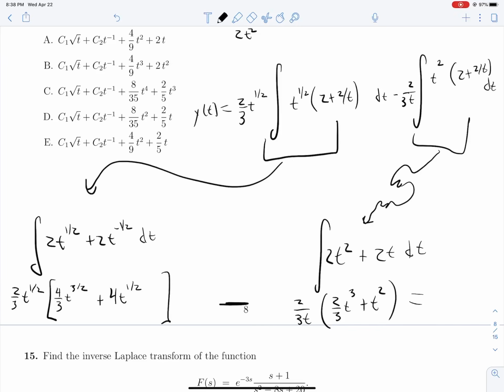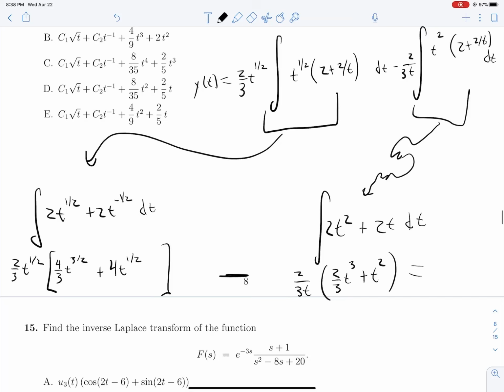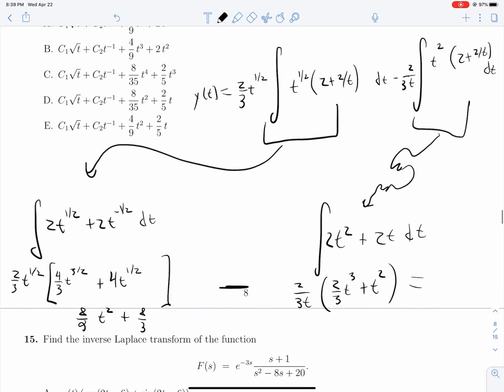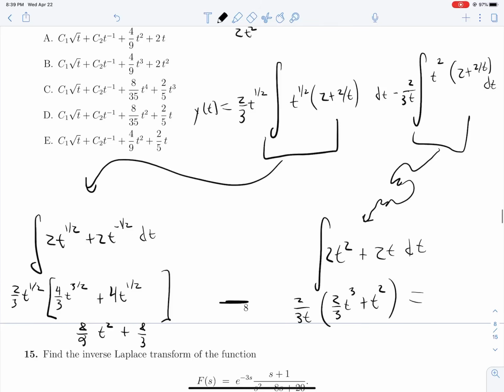8 over 3. Okay, I think we're good at this point. So one final simplification step, we can factor both of these outer terms in, and we will get 8 over 9 t squared plus 8 over 3 t, and then we're subtracting from that whatever this is, which is 4 over 9 t squared. There's our answer, by the way.